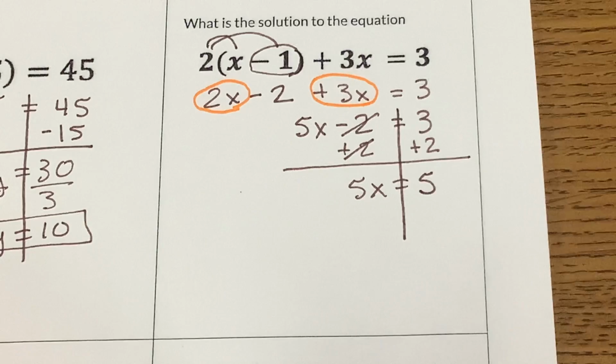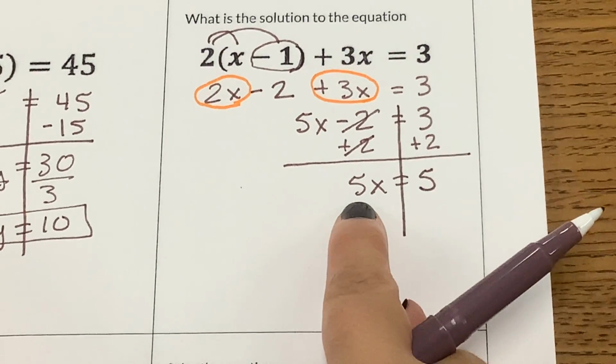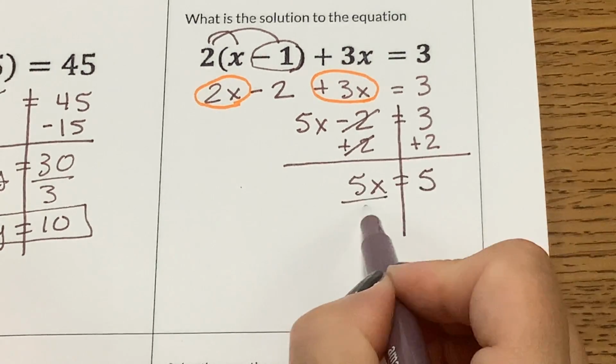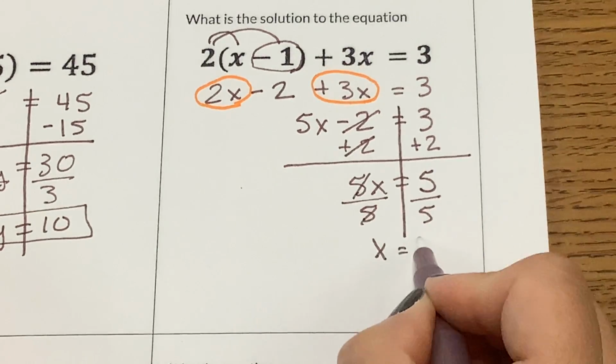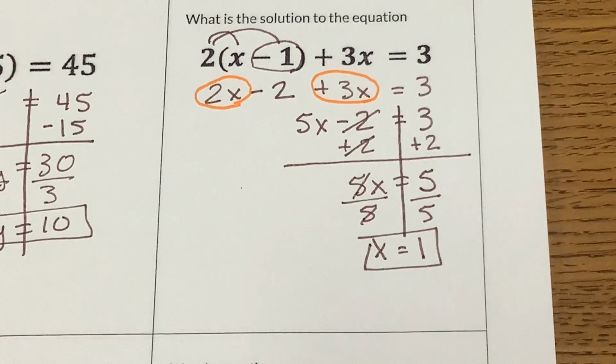Once we move the constant, we check to see if we need to move the coefficient. The coefficient is 5, so we are going to divide by 5. And x equals 1. Okay. Our next example.